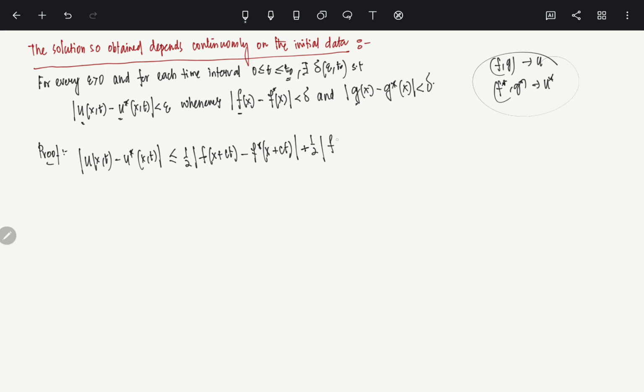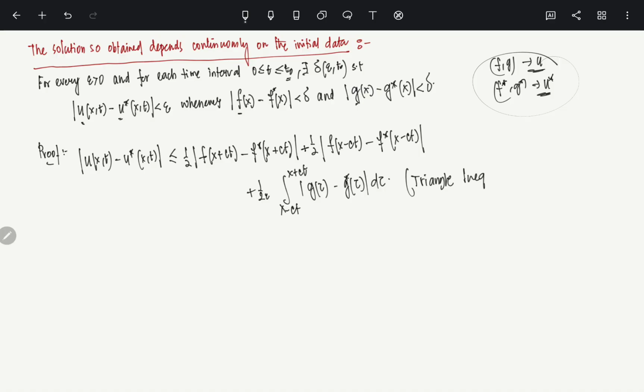So I have this inequality: |f(x − ct) − f*(x − ct)|, clear? And then there is another term, 1/(2c) times the integral from x − ct to x + ct of |g(τ) − g*(τ)| dτ. Is it okay? So you write all of this together and then you use the triangle inequality. Write the D'Alembert formula for this, and then use just the triangle inequality. This is just one line, very, very simple. Once you do this, you get this.